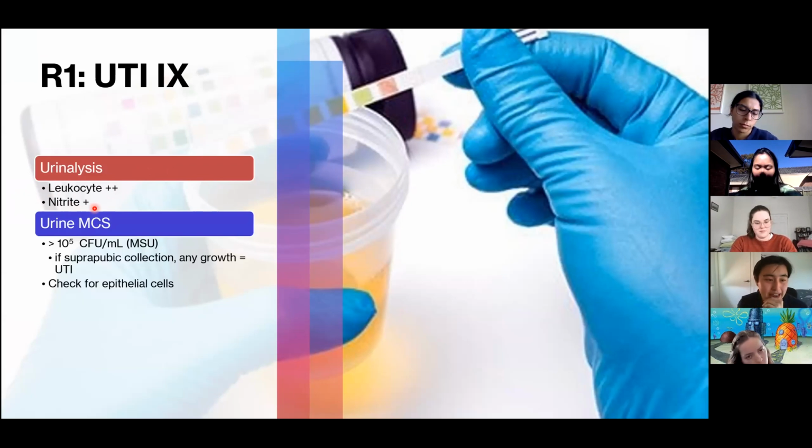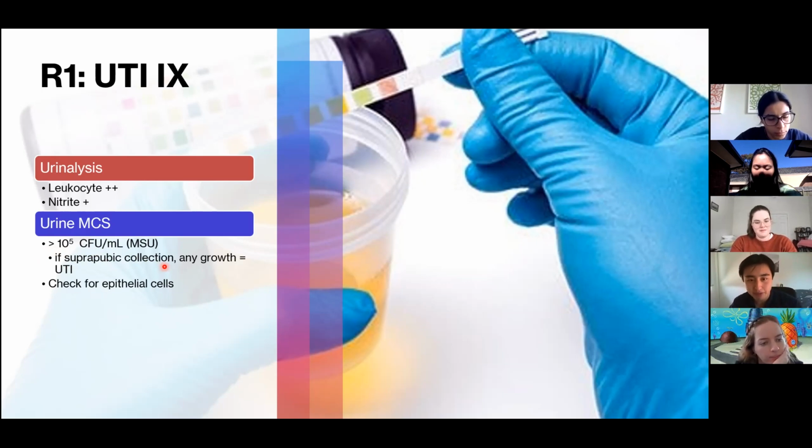And in terms of urine MCS, after you do the dipstick, you send it to the labs for an MCS. What you're looking for is greater than 10 to the power of 5 colony-forming units. I've also put a little note here saying that if it's a suprapubic collection, in other words, if the urine was collected directly from the bladder using a needle, then any growth is a UTI because there's a very low rate of contamination for suprapubic collection. Now, the other thing you want to check for is epithelial cells. Can someone tell me what epithelial cells indicate?